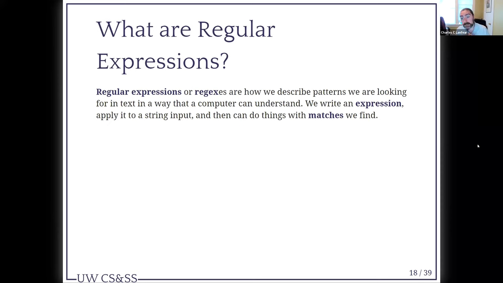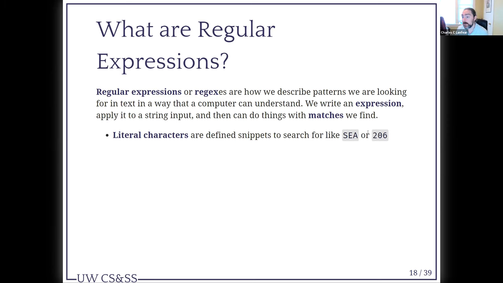We will write an expression, a regular expression, apply it to a string input, and then we can do things with the matches that that regular expression produces. So it's essentially like writing a search term. It returns a bunch of results, and then we can do something to those results. Okay, so these regexes are composed of multiple components. So the first thing are literal characters. Literal characters are defined snippets you want to search for in some text.